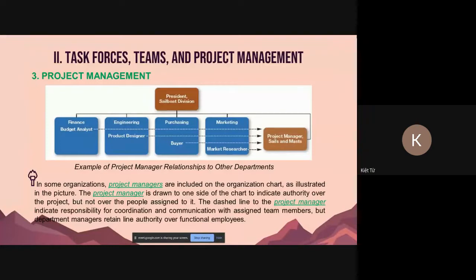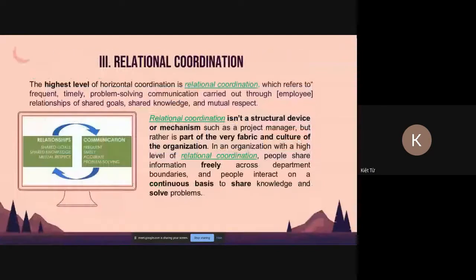The dashed line to the project manager indicates responsibility for coordination and communication with assigned team members, but department managers retain line authority over functional employees. And our last part, relational coordination.